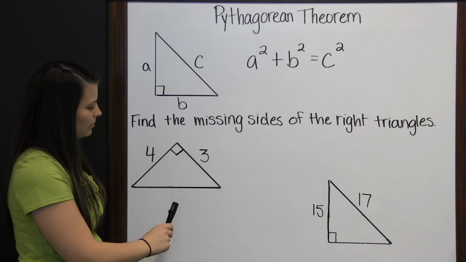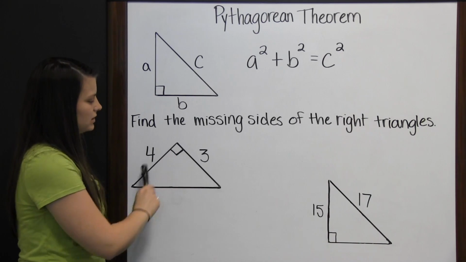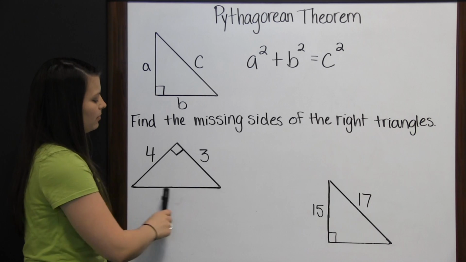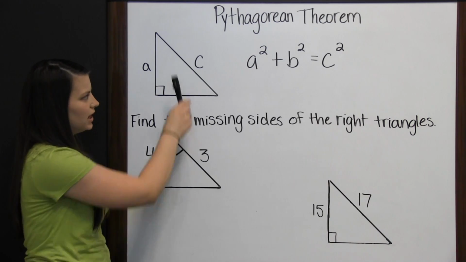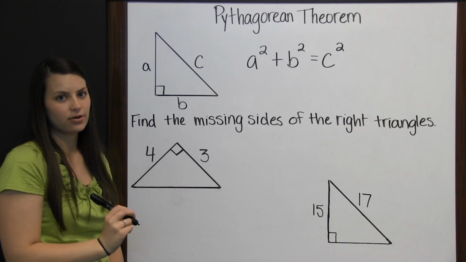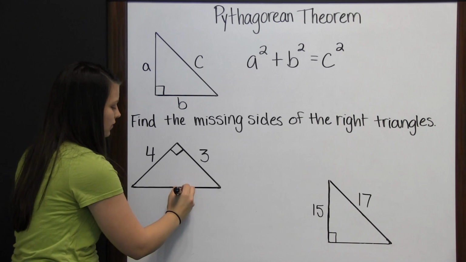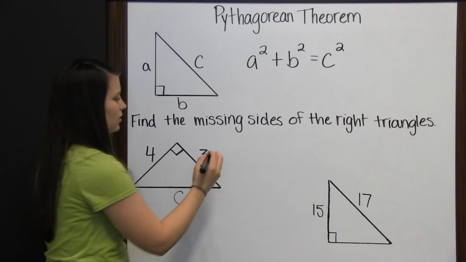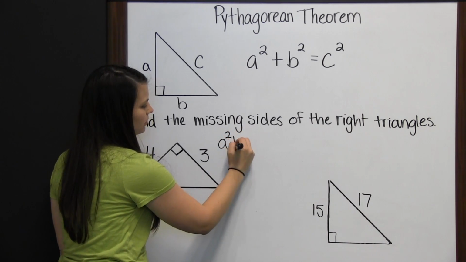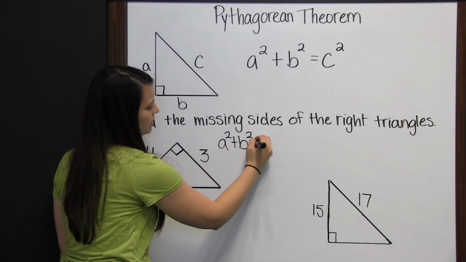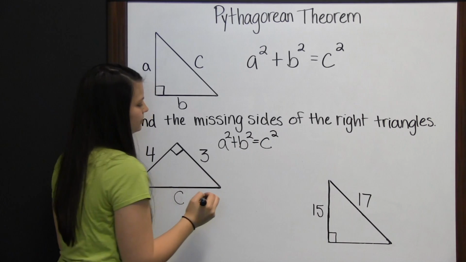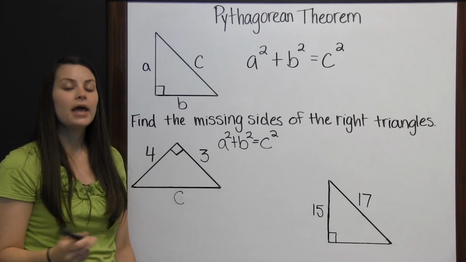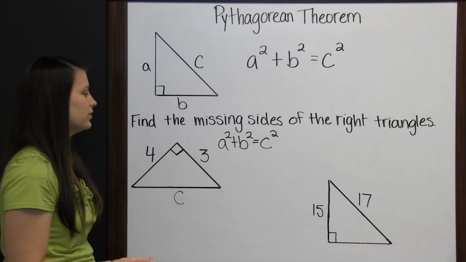On this first example, we're given the lengths of the two legs of the right triangle, and what we need to find is our hypotenuse. The hypotenuse, again, is the C in the Pythagorean theorem. So what we're trying to find is C. And we'll start by writing the Pythagorean theorem. A squared plus B squared is equal to C squared. A can be either one of the legs, and B can also be either one of the legs.